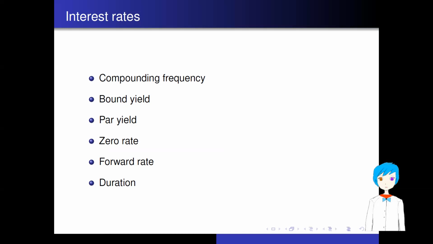We also have the duration. The duration is D over B, where B is the bond price, and you can also review that in the textbook.